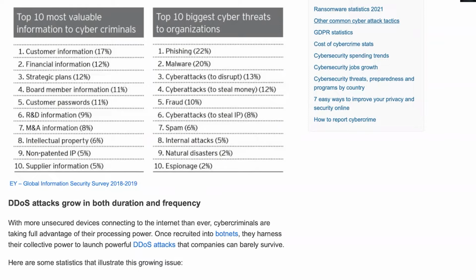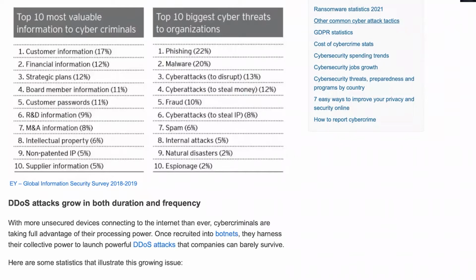1, customer information. 2, financial information. Starting at 17 and 12%. Strategic plans. Does that sound like some good intellectual property for you? 12%. Board member information. Wow, 11%. Customer passwords, 11. R&D information. How much time do you put into your research and development? M&A information, intellectual property, non-patented IP. Wow. Supplier information, 5%.